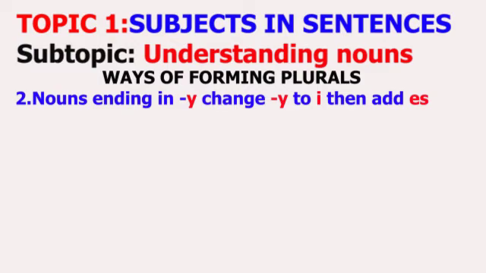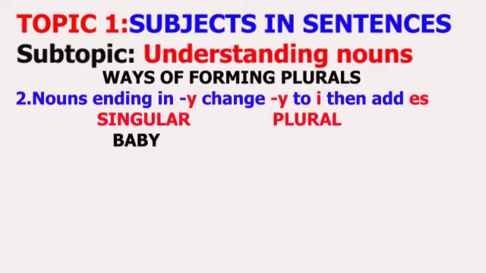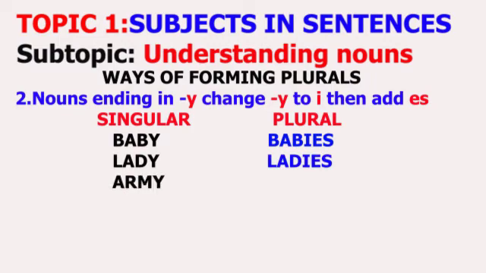For example, the plural form of the word baby is going to be babies. The word lady is going to be ladies. Okay, and the word army, because it ends with letter y, is going to be armies, as well as the word city, which also ends in letter y. So this word in plural form will be pronounced as cities by adding that es.